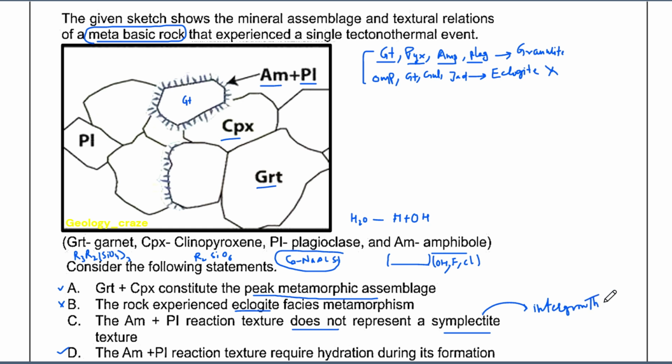Intergrowth texture is when one or two minerals replace another mineral, like this garnet. Here garnet and CPX replace the garnet, which means garnet is replaced in this case, and around the garnet we are getting this. The CPX is also getting replaced, and in this replacement of CPX we are getting amphibole and plagioclase.